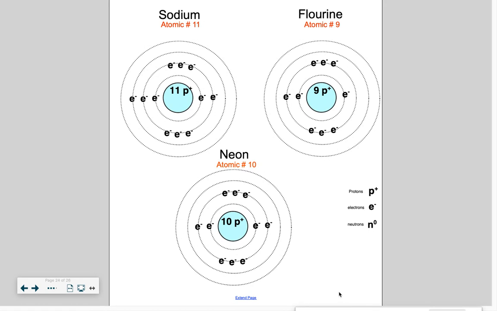Now, I'm kind of going to give these atoms personalities right now. Think of it like this. Sodium and fluorine are very jealous of neon. They want to be like neon. They want to have an outer shell that is complete, like neon. Right now, sodium is not. Sodium has a third shell that has just 1 electron in it. So sodium is not, quote unquote, happy right now. Fluorine has 7 in its second shell. So it also is, quote unquote, not very happy right now.